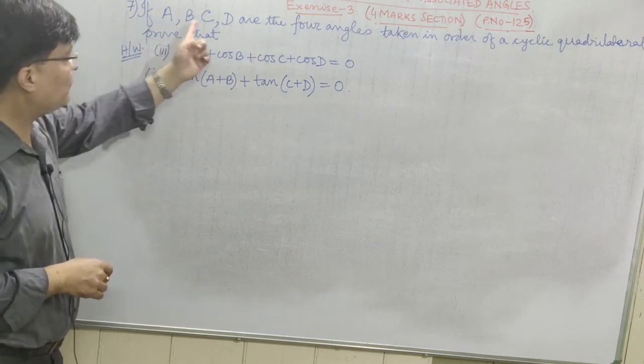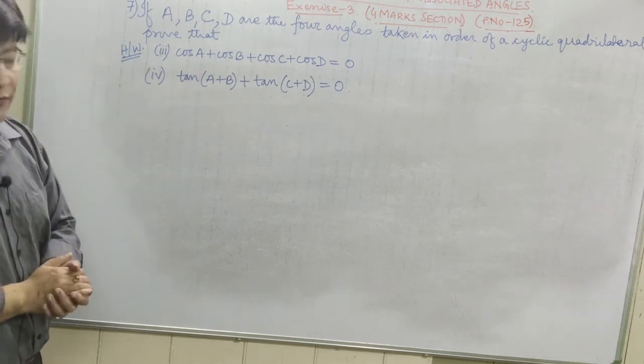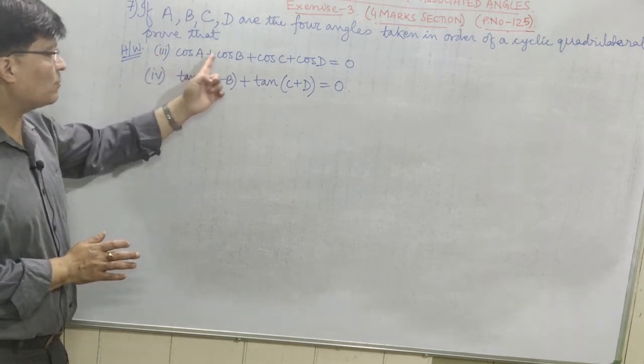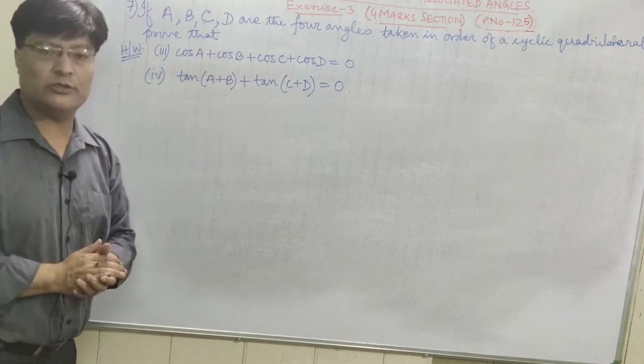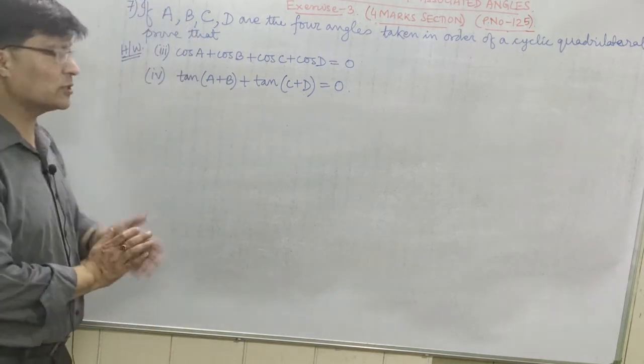The given is, if A, B, C and D are the four angles of a cyclic quadrilateral taken in order, you have to prove this number 3, cos A plus cos B plus cos C plus cos D is equal to 0. I will not give you the hint. You can do it at home. Okay. So let's do this question number 4.